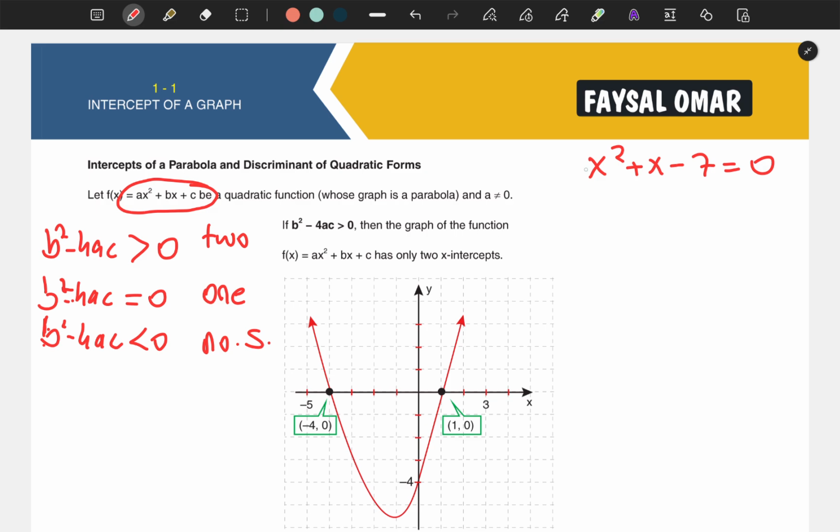For example, when you look at this question, a means the coefficient in front of x squared. Look, we have a 1. A is 1. Here, b means the coefficient in front of x, 1. C means this, negative 7. Then I will use b squared minus 4ac, check it. Okay? In this type of question, in Wazari, they only tell me how many intercepts we have. If it's bigger than 0, 2 intercepts. Equal to 0, 1 intercept. Less than 0, no intercept. They are not asking what the intercepts are. They are asking how many we have. Okay? Those are the questions.